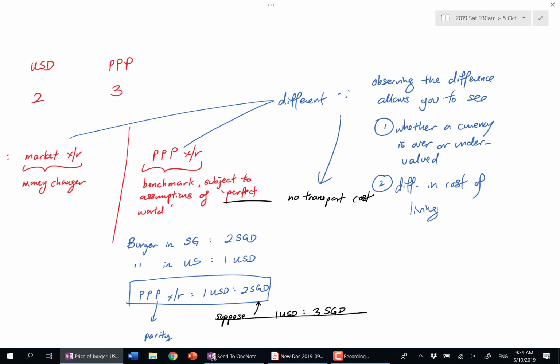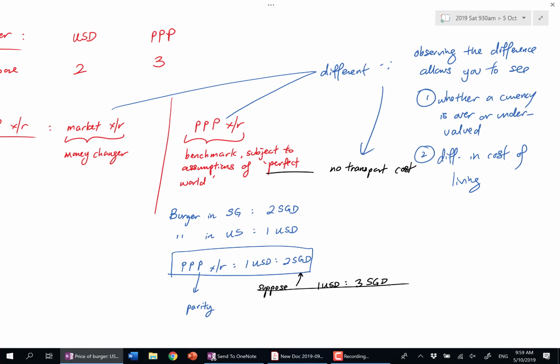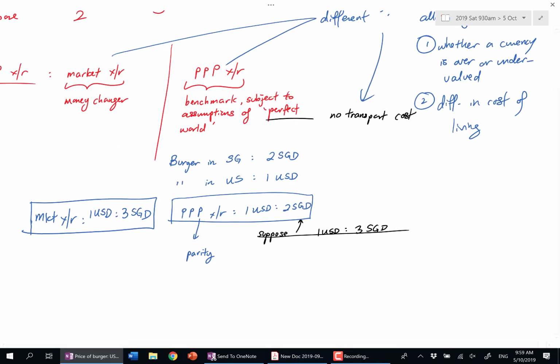So, hypothetical example. Let's say PPP exchange rate is 1:2. But the market exchange rate, which means if you go to a money changer, is 1:3. So if you're comparing these two sets, benchmark is 1:2, market exchange rate is 1:3. Can you tell me whether the Sing dollar is overvalued or undervalued in the real world, compared to the benchmark?